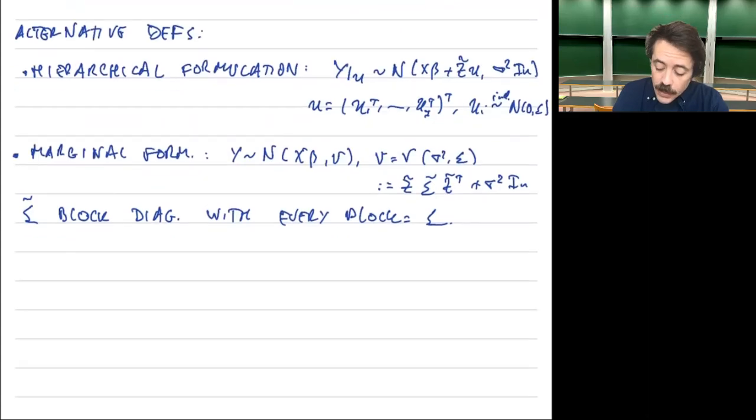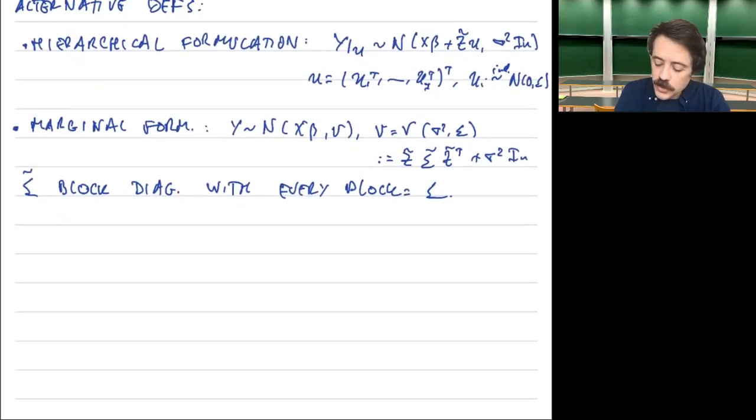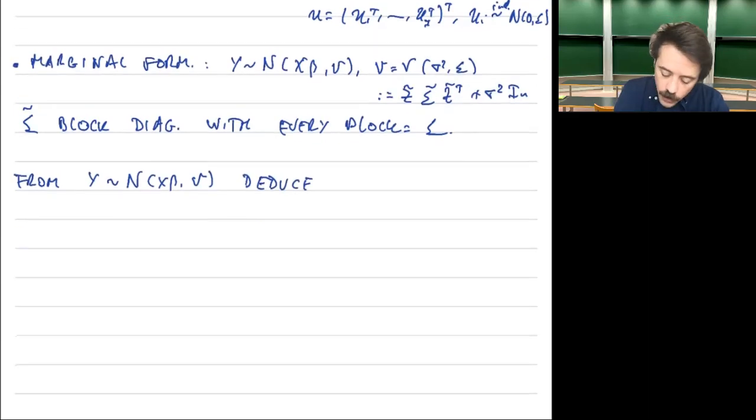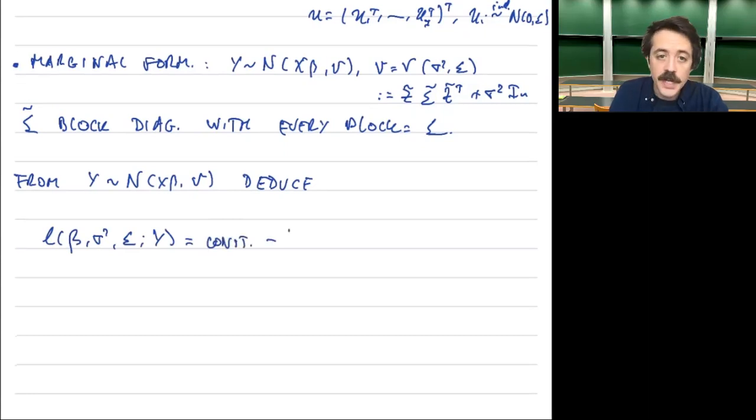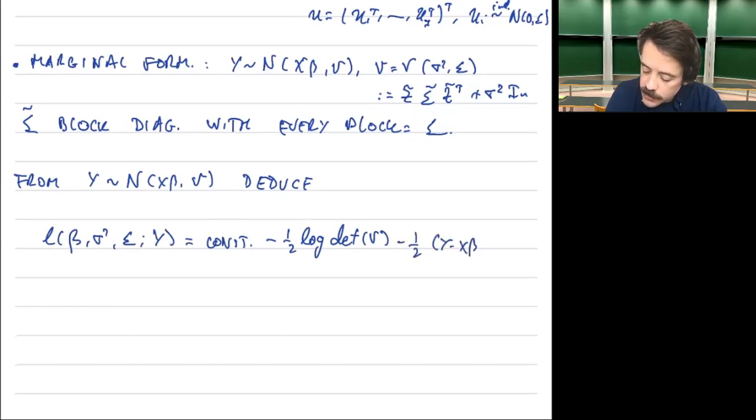Okay, so now from the marginal distribution formulation, we can deduce something, which is the following. From y being distributed as this, we deduce that the log likelihood for these guys is given by a constant minus 1/2 of the log of the determinant of V. This is just the standard thing, minus (y minus x beta) transpose V inverse (y minus x beta).